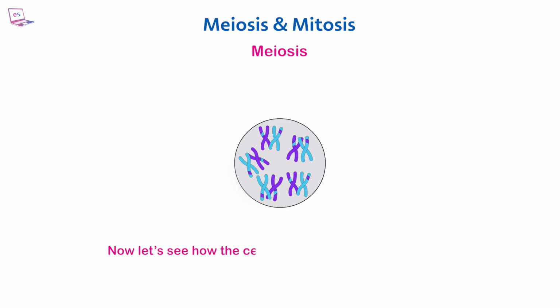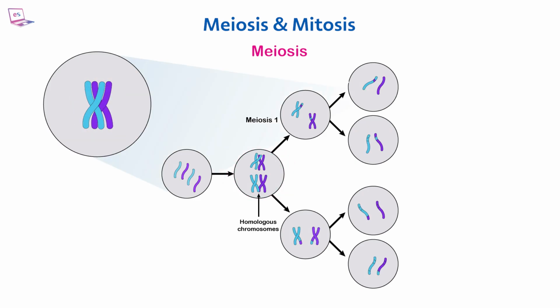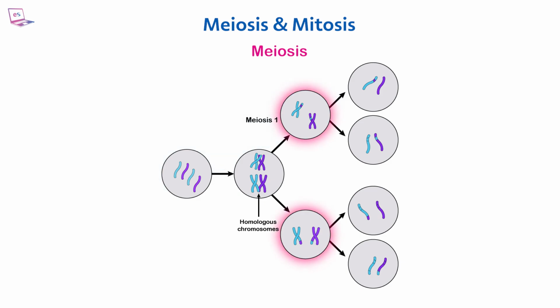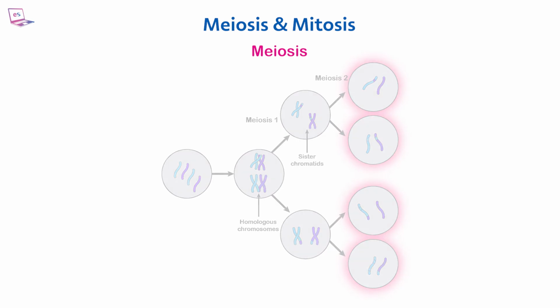Now let's see how the cell division occurs during meiosis. Meiosis 1: the homologous chromosomes pair up and exchange genetic material through a process called crossing over. They then separate into two daughter cells, each with a unique combination of genetic material. Meiosis 2: the sister chromatids of each chromosome separate into four daughter cells, each with a single set of chromosomes.